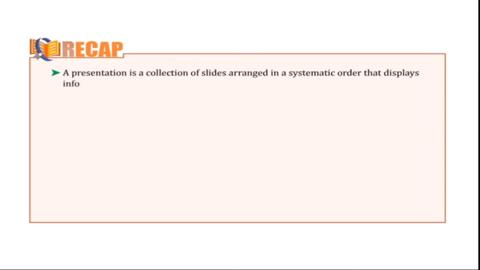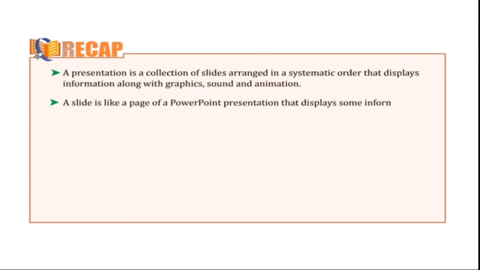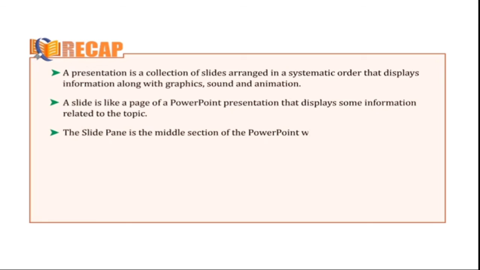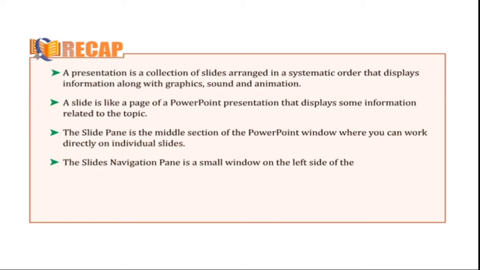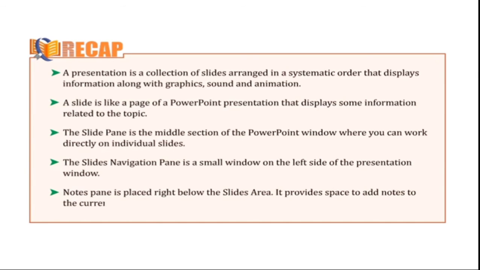Okay students, let us take a recap of this chapter. A presentation is a collection of slides arranged in a systematic order that displays information along with graphics, sound, and animation. A slide is like a page of a PowerPoint presentation that displays some information related to the topic. The slide pane is the middle section of the PowerPoint window where you can work directly on the individual slides. The slide navigation pane is a small window on the left side of the presentation window. Notes pane is placed right below the slides area. It provides space to add notes to the current slide.